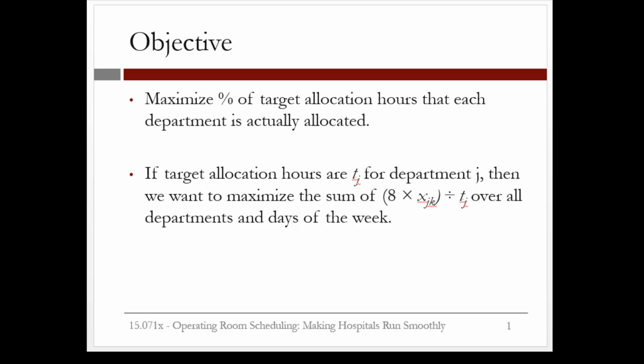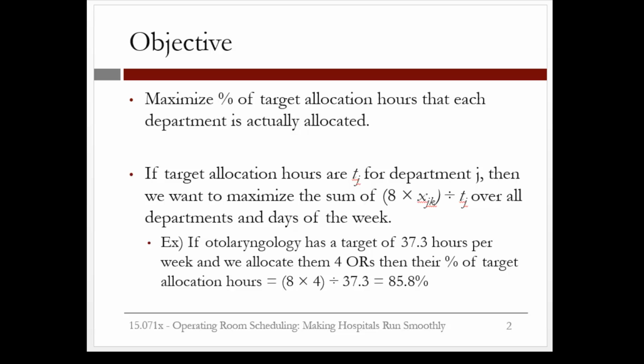Let's break this down. For example, if otolaryngology has a target of 37.3 hours per week, that means Tj equals 37.3, and we allocate them 4 operating rooms, then their percent of target allocation hours is equal to 8 times 4, that is, they got 32 hours, divided by the 37.3 hours they asked for. So they got 85.8% of what they wanted. And we try to maximize this percentage value for every department. So that's why we sum over all departments and all days of the week.